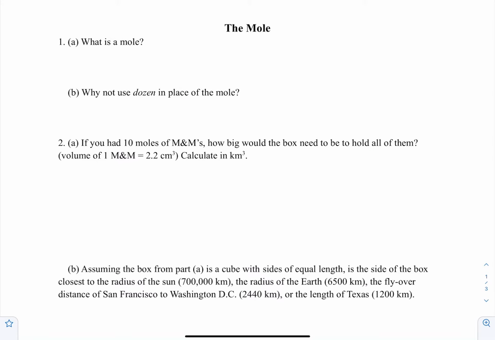I'm Austin and I'll be running through part 1 of problem set 4, the mole. And then we'll be running through problems 1 through 3 here.